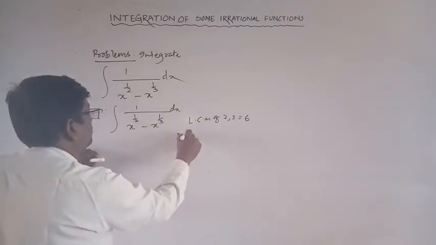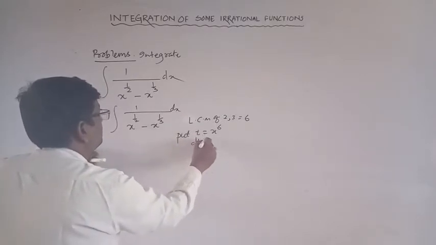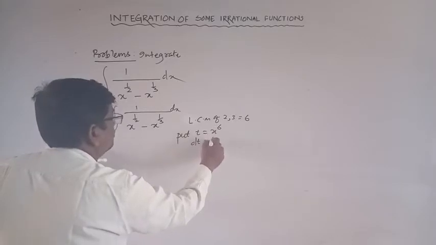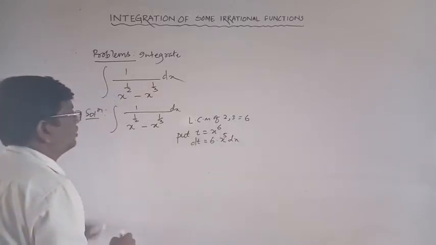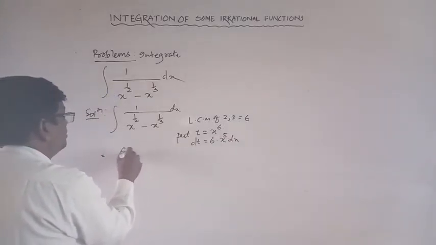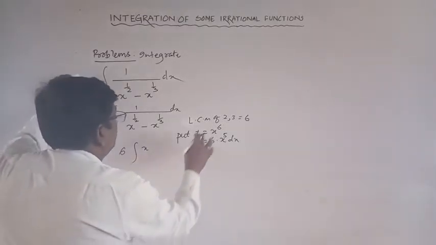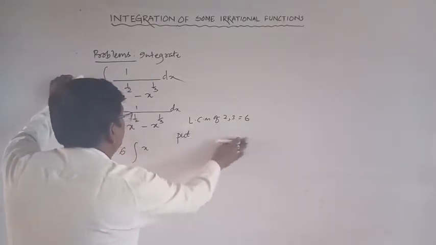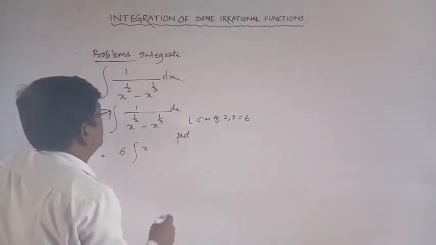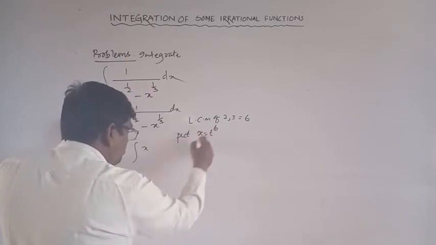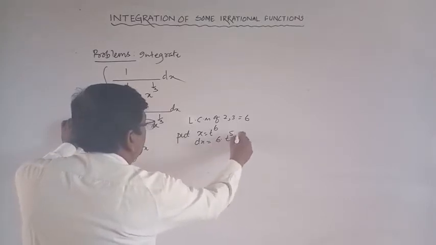So put x to the power 6 is equal to t, right? No, put x is equal to t to the power 6, correct? And dx is equal to 6 into t to the power 5 into dt.